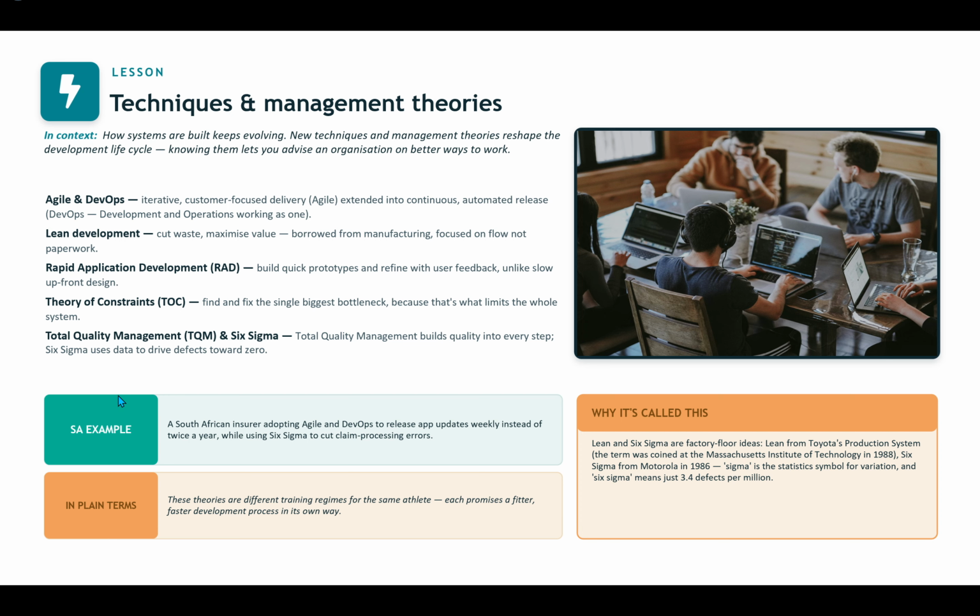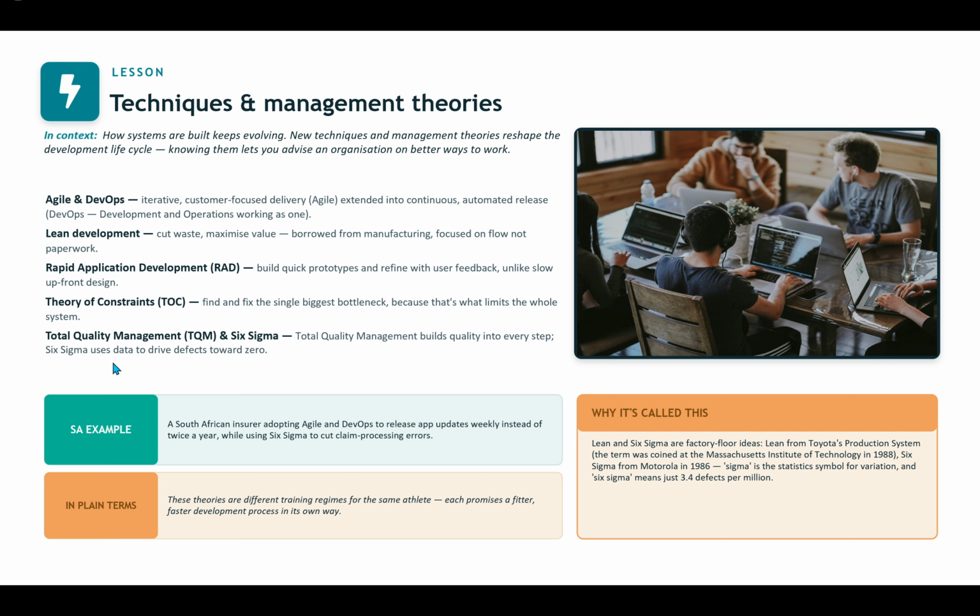There's also the theory of constraints, or TOC, which is to find and fix the single biggest bottleneck, because that's what limits the whole system. So once you see the whole system being delayed by a certain thing, maybe it's a certain supplier in your supply chain, this can then make you able to replace them with a better supplier, and that fixes the whole problem of your supply chain being delayed.